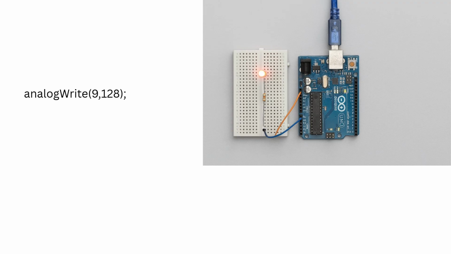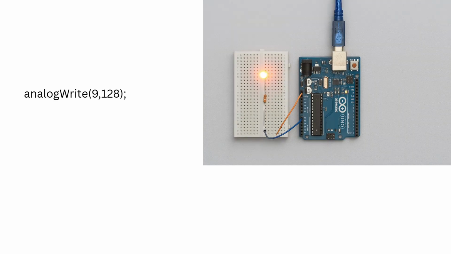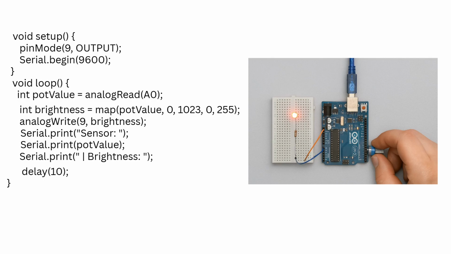If we write 128, it turns the LED on for 50% of the time and off for the other 50%, giving us half brightness. Just make sure you use this on PWM enabled pins, usually marked with a tilde on the Arduino board. Now here is where it gets fun.